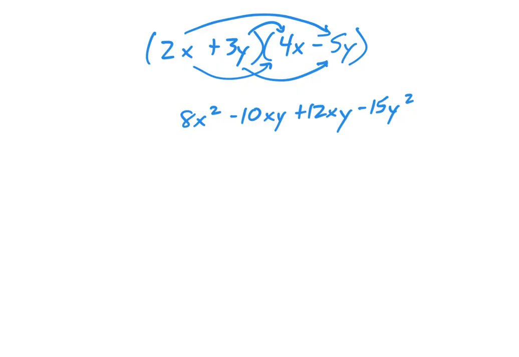And then once again, like I said, most of the time, the two middle terms, when we do FOIL, are going to be able to combine together. It doesn't happen every single time, but in a lot of cases, we'll be able to combine those together. And then my answer here would be 8x squared. Then we got to really watch your signs. Negative 10 and positive 12 would make a positive 2xy minus 15y squared. Okay. So just good old FOIL.